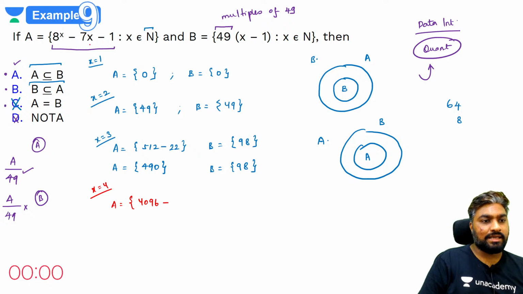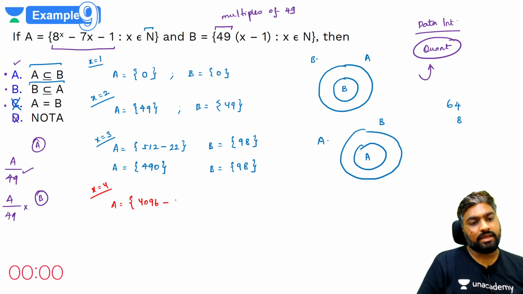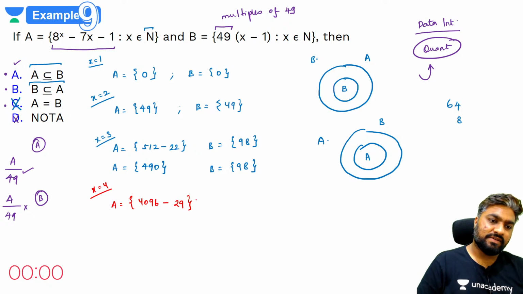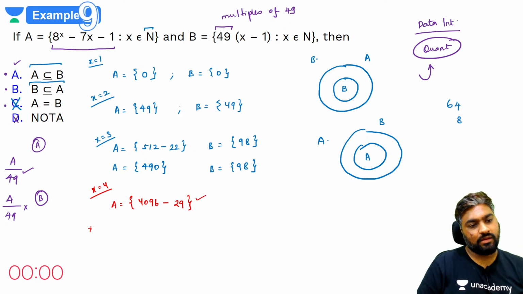Minus 7 into 4, 28, 28 minus 28 minus 1, right? So this minus 29 is 4067. Is it divisible by 49? Yes, divisible by 49. x equal to 5. x equal to 5 will be what?